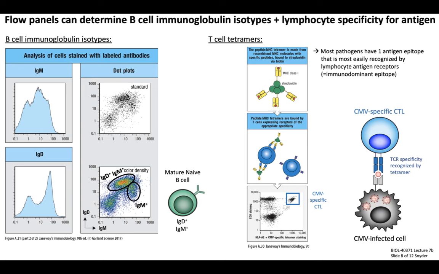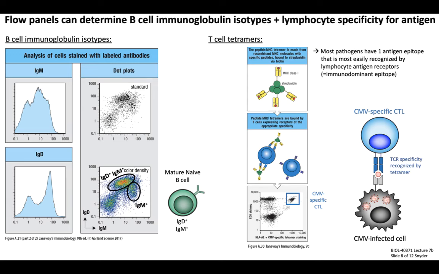This epitope is selected based on the fact that for most pathogens, there is one antigen epitope that is most easily recognized by lymphocyte antigen receptors, and we refer to this as an immunodominant epitope for a given pathogen. This is true for both B cells as well as CD4 and CD8 T cells. So tetramer reagents are designed using the immunodominant epitope for a pathogen that has been previously characterized through phenotyping of endogenous T or B cell responses to infection.